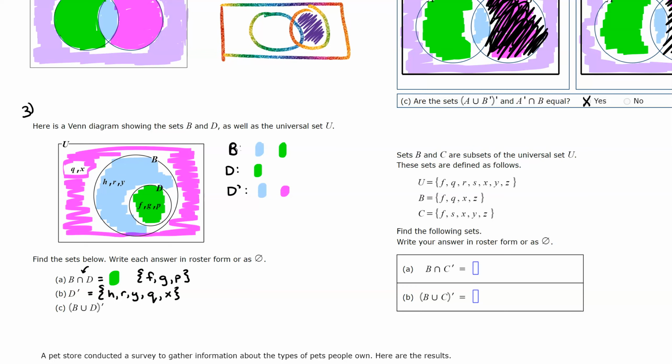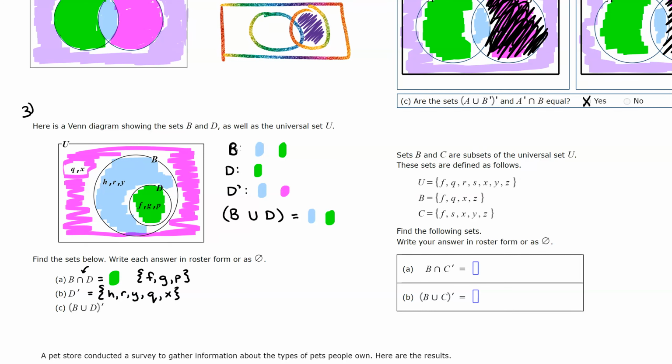Okay, now we need to do B union D complement. So let's think about B union D. So we already did those two sets. B was blue and green, D was green. Union is yours, mine, and ours. So it doesn't matter if it was in both or just one of those sets, it's all part of the union. So the union of B and D would be both blue and also green.